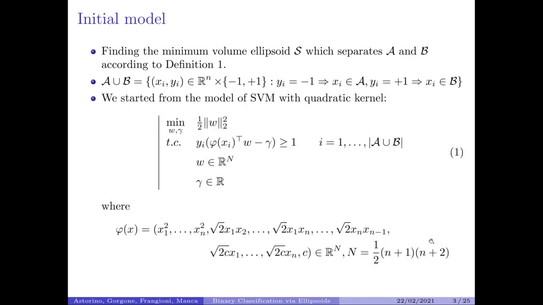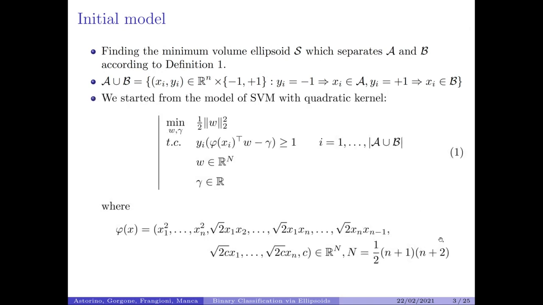To do that, we consider the points of A and B as labeled points. Label minus one corresponds to the set A, and label plus one corresponds to the set B. And we started by considering the standard SVM model with quadratic kernel.